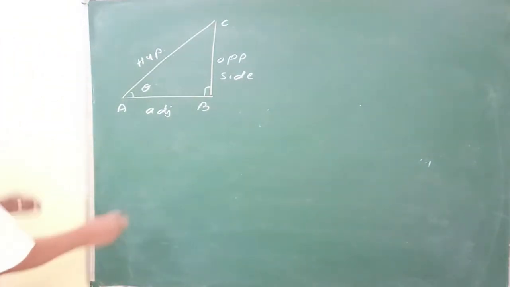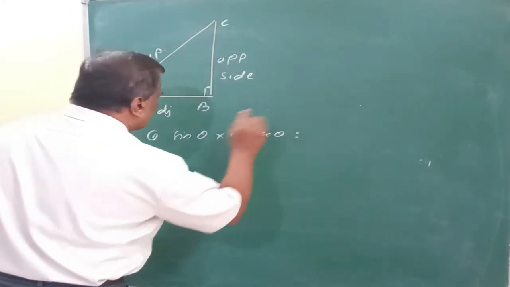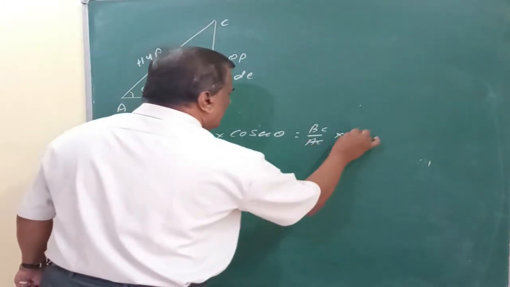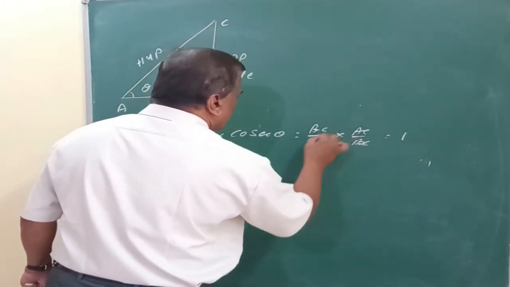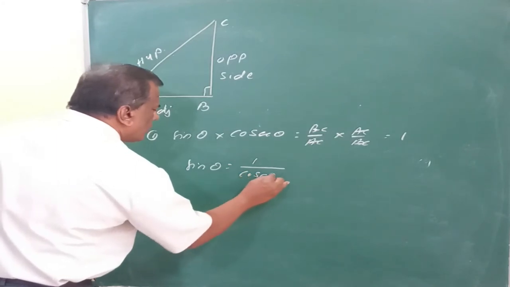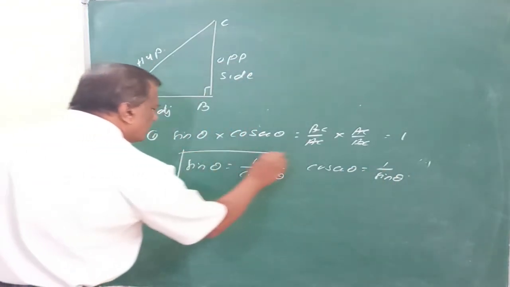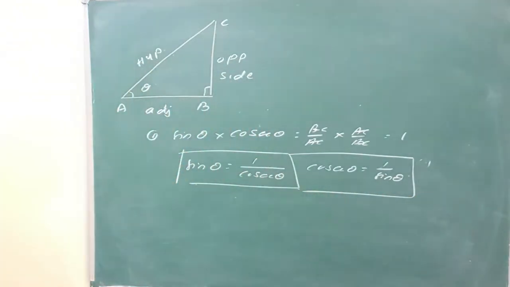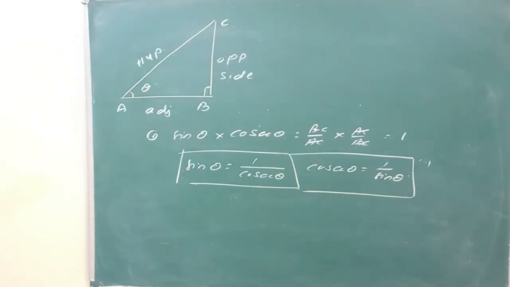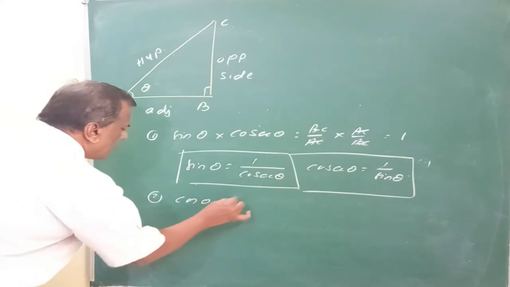So the first point is, if you take sine theta into cosec theta, sine theta is BC upon AC according to this diagram, and cosec theta is AC upon BC, so the product is equal to 1. By definition itself, they are reciprocals. So sine theta is equal to 1 upon cosec theta, or cosec theta is equal to 1 upon sine theta. You have to remember this first. For any angle theta, of course some exceptions are there, but generally for any angle theta, sine theta is 1 upon cosec theta, and cosec theta is 1 upon sine theta. Second, cos theta into sec theta.